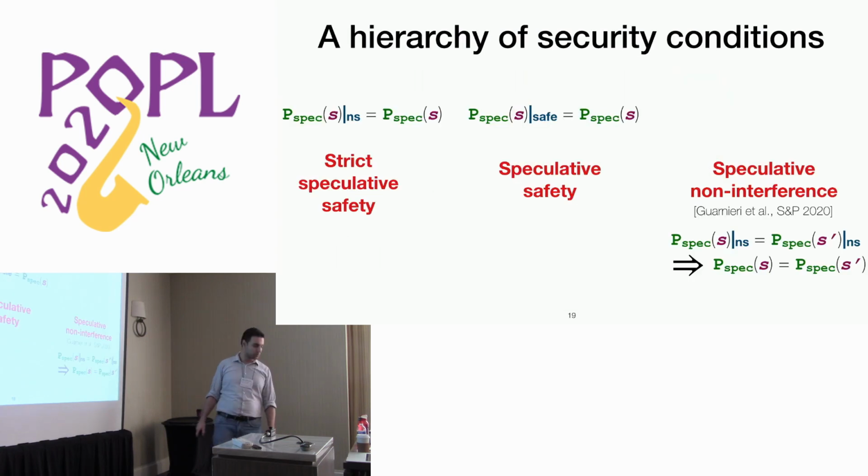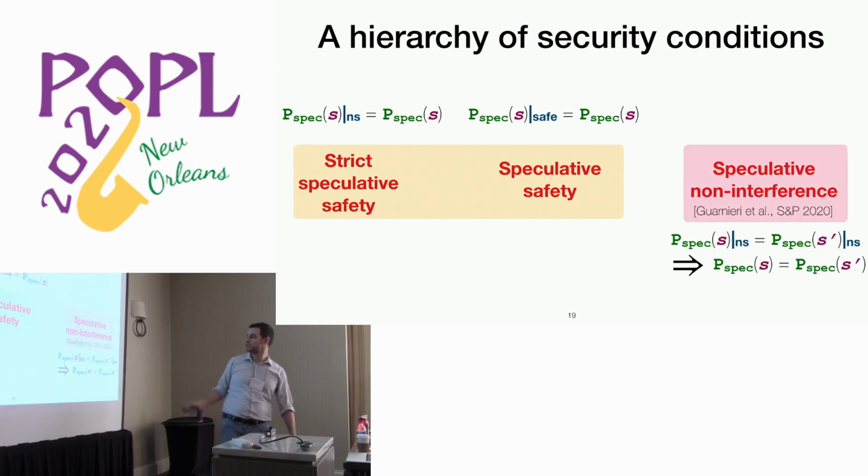So back to square one, and now we have the three conditions, and there are a few important points that I wanted to make. The first one is that you can state all the conditions only in terms of the speculative semantics. The second important point is that strict speculative safety and speculative safety are effectively safety properties on the speculative semantics. Speculative non-interference is a two-way per safety. You actually have implication in this direction. So these are simply sufficient conditions for speculative non-interference.